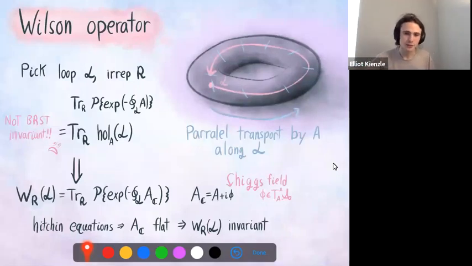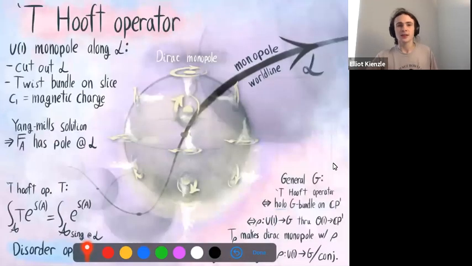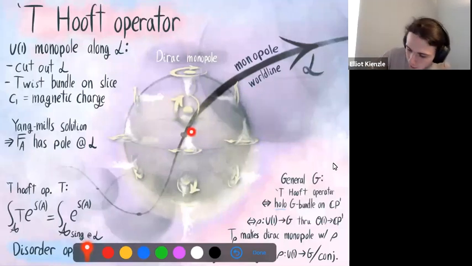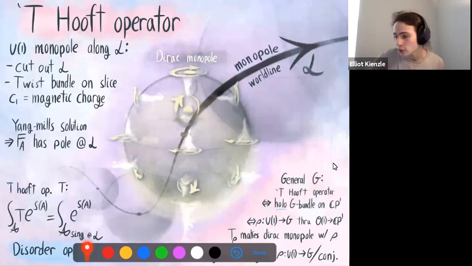Okay, let's move on to the more interesting one. There we go. It's the 't Hooft operator. So the 't Hooft operator has to do with monopoles. As a warm-up, we're going to think about a U1 monopole with a world line L. What do I mean by a monopole? Well, this is basically the Dirac monopole construction.